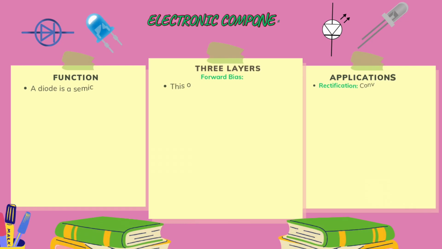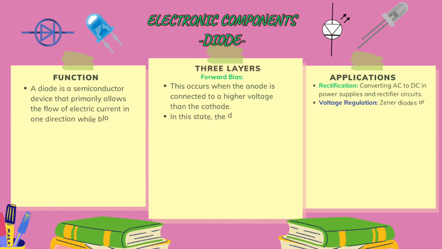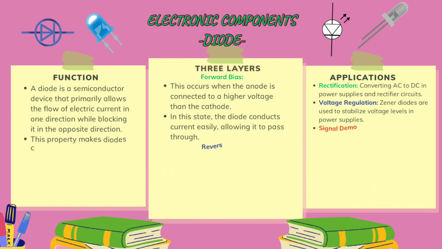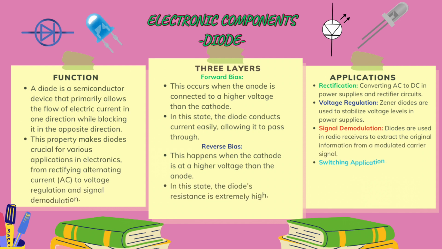Another main electronic component in engineering is the diode. What is a diode and how does it work? A diode is a semiconductor device that primarily allows the flow of electric current in one direction while blocking it in the opposite direction. This property makes diodes crucial for various applications in electronics, from rectifying alternating current to voltage regulation and signal demodulation. How does it work?